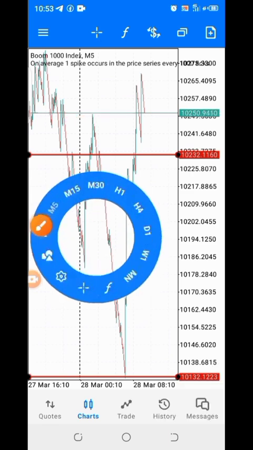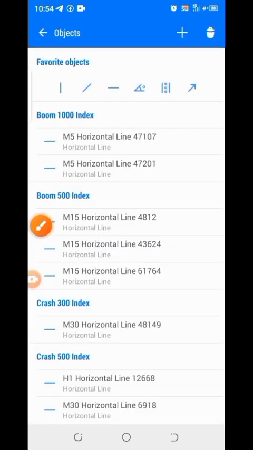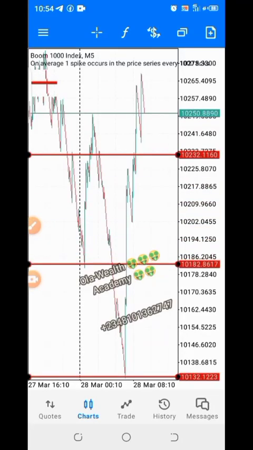So let me place one horizontal line there so that we'll confirm that this is the first low that we had early in the morning. Now 181, and 181 plus 100, that's 281.